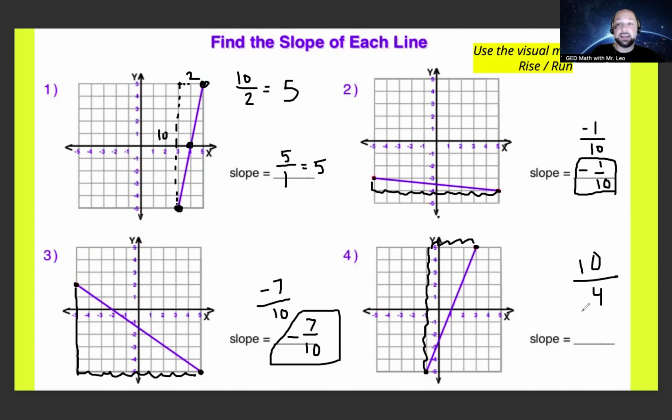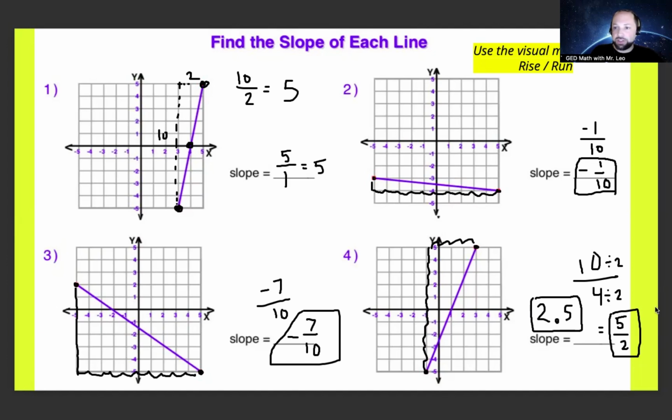You could divide and get a decimal, but I like to use a fraction skill called reducing the fraction. We're going to divide the top number by the same thing as the bottom, in this case 2. 10 divided by 2 is 5. 4 divided by 2 is 2. 5 over 2. If you were going to do this the other way, make a decimal, you would do 10 divided by 4. 10 divided by 4, you can check on a calculator, is 2.5. These are equivalent answers. 2.5 is the slope, or it's 5 over 2.